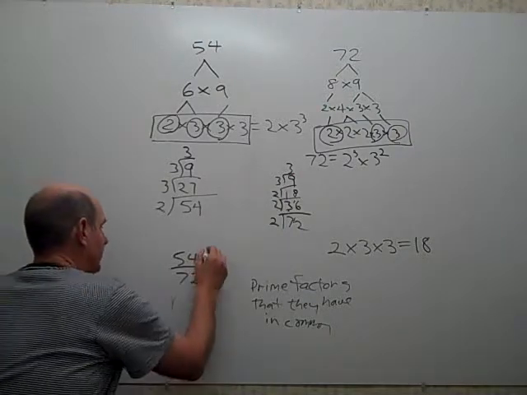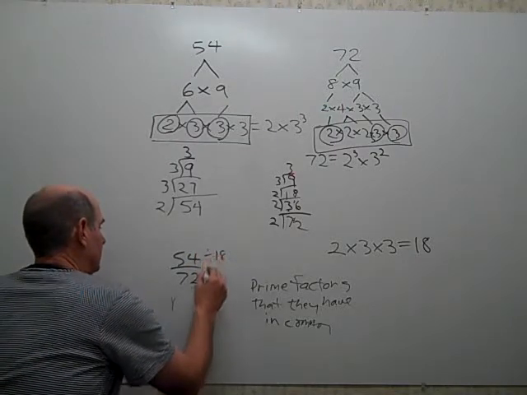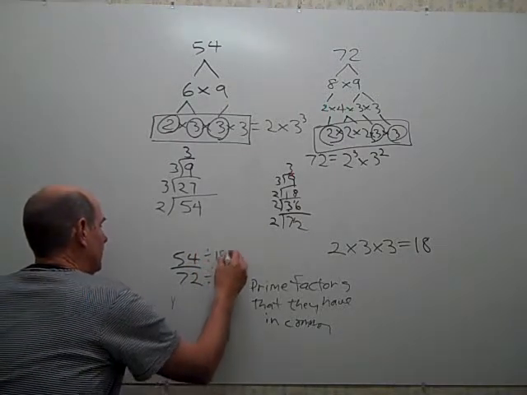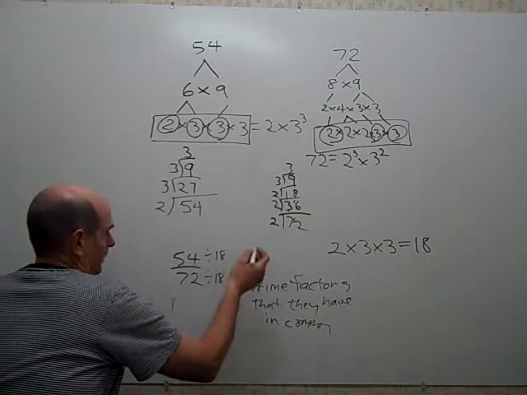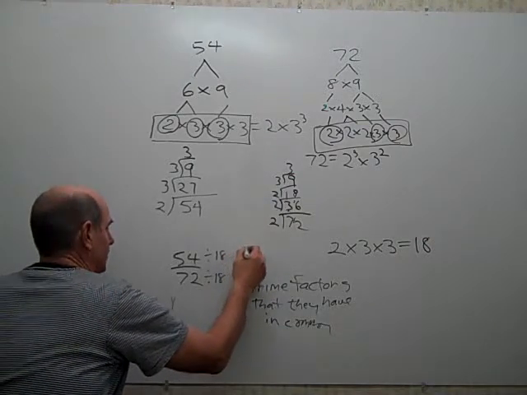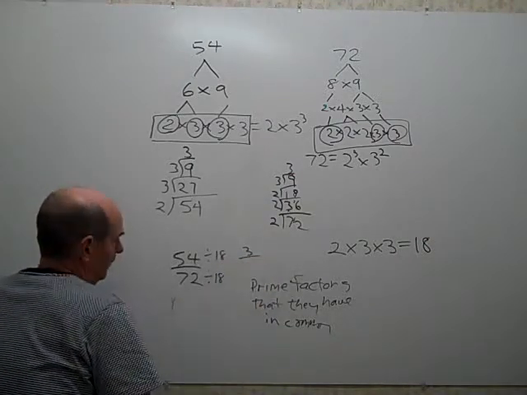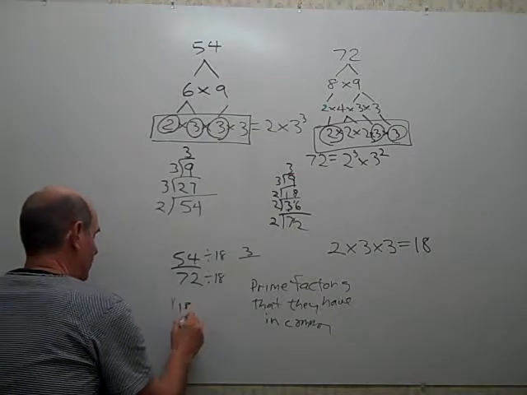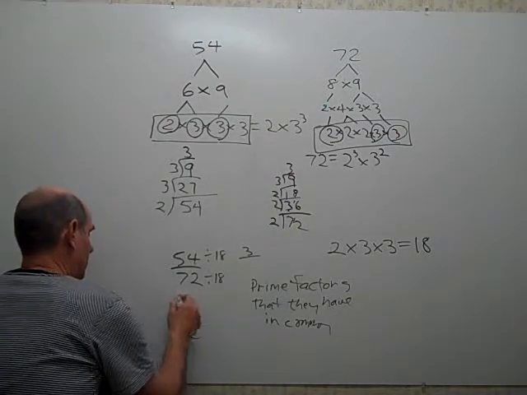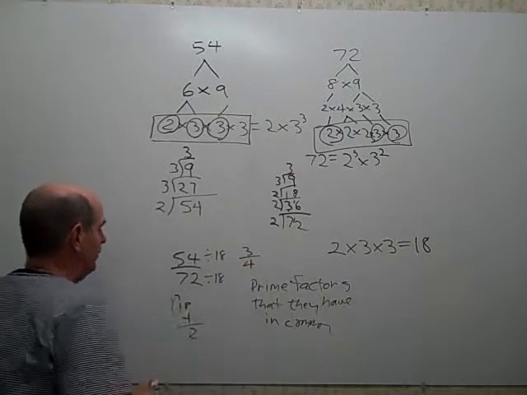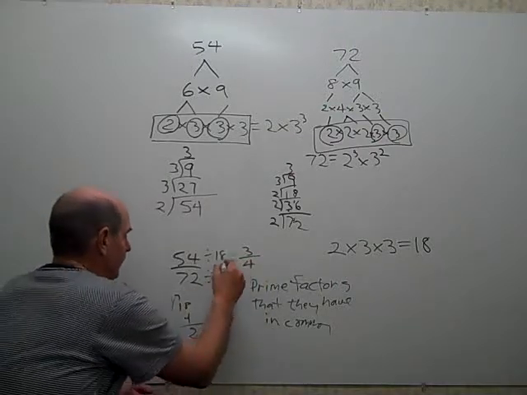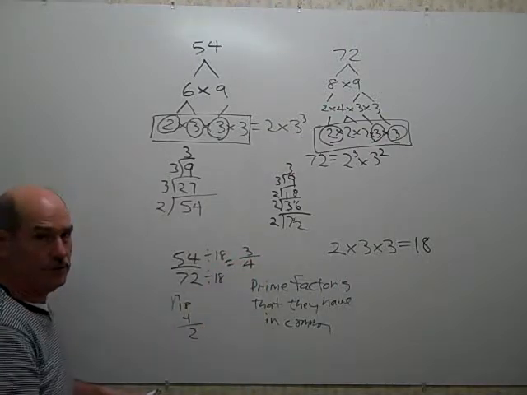And 18 would be the greatest common factor. So if I divide 54 by 18 and 72 by 18, this will be 3, and it goes 4 times, and check math. Yep, 3/4. So 54 over 72 would equal 3/4 in lowest terms.